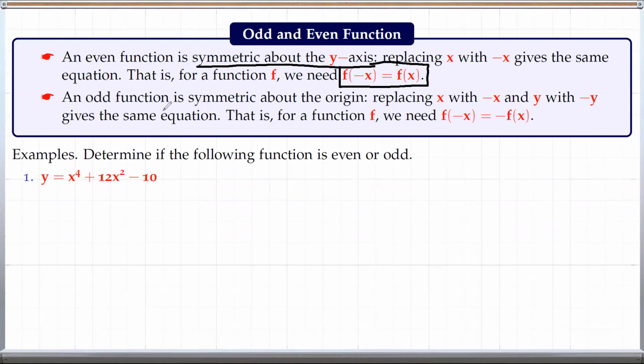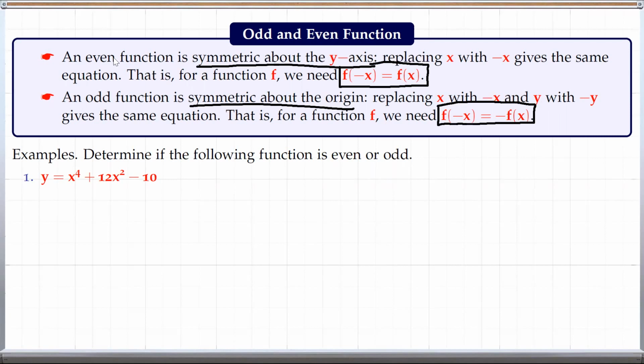Similarly, an odd function is a function whose graph is symmetric about the origin. And to test if a function is an odd function, we replace x with negative x and y with negative y and see if we get the same equation. Or in other words, we need to verify that f of negative x equals negative f of x for a function to be an odd function.